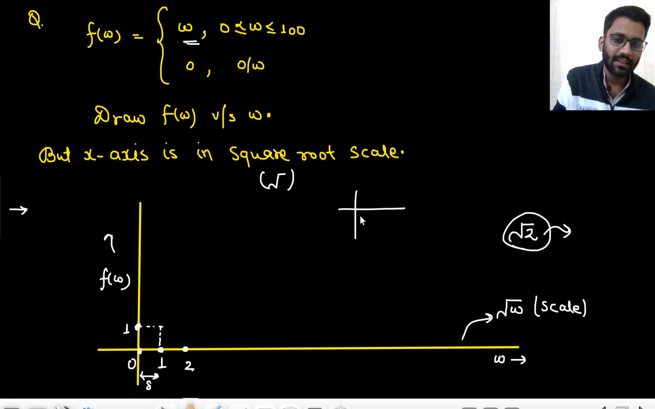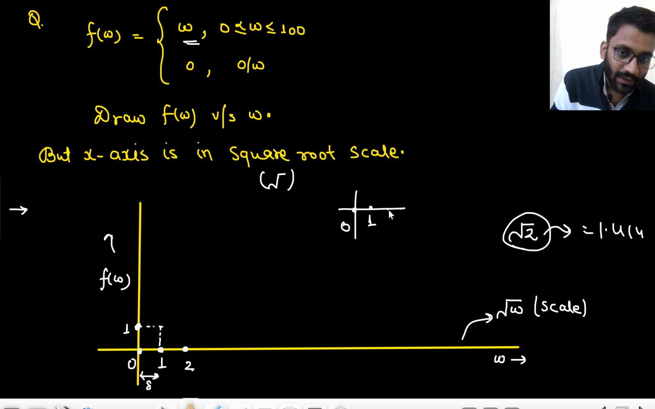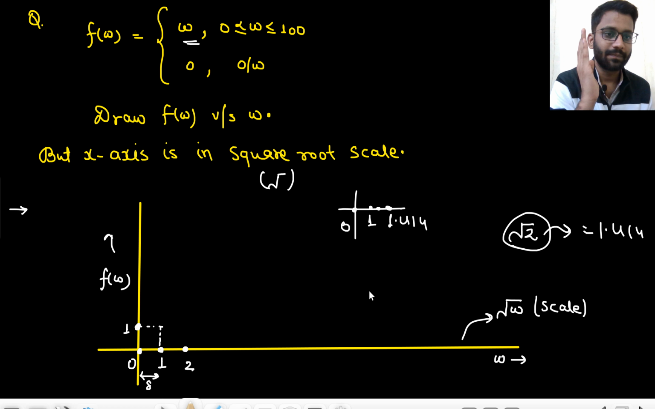Now based on the axis, if this point is 0 and this point is 1, what is root 2? That is 1.414. So this point is not going to be root 2. This point is not going to be 1.414. The point will be near to 1. Right? Are you getting my point?